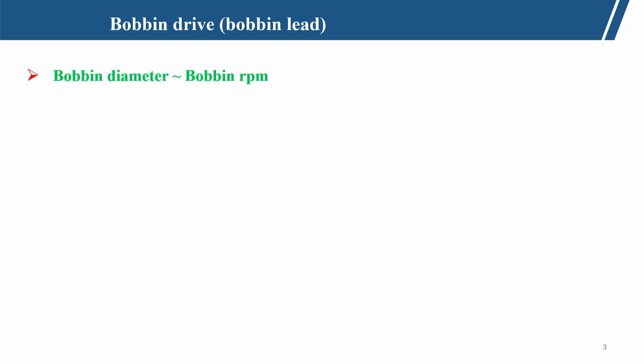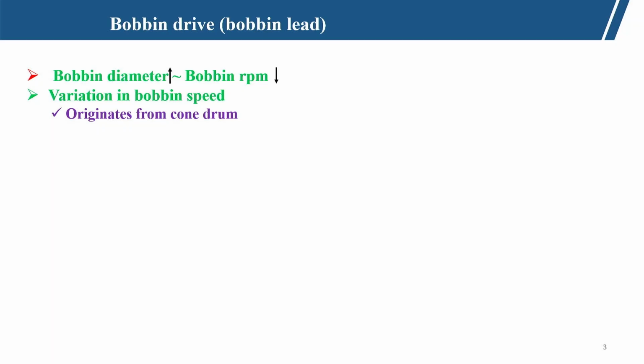Now, if bobbin diameter increases, the bobbin RPM will reduce. That is a bobbin leading mechanism we have already discussed. Variation in bobbin speed originates from the cone drum. That cone drum actually is the originating point of the bobbin speed variation.